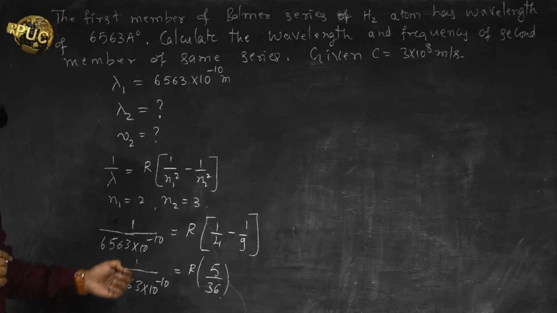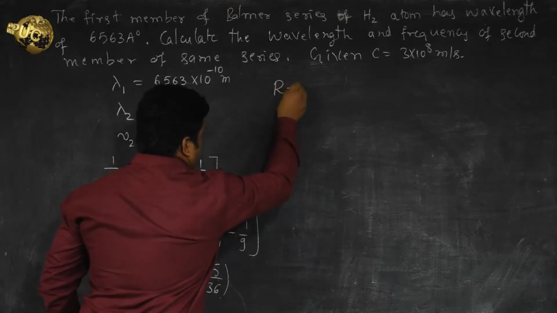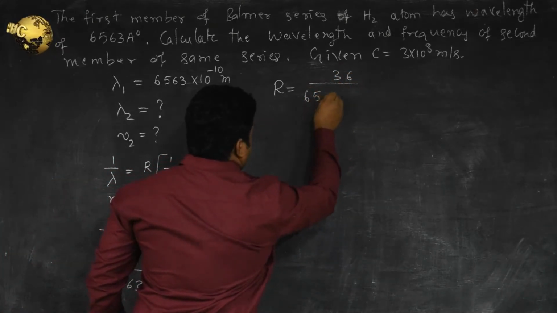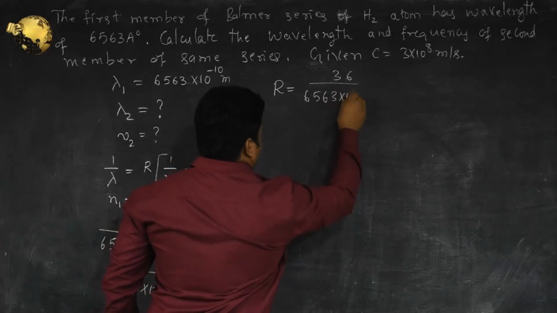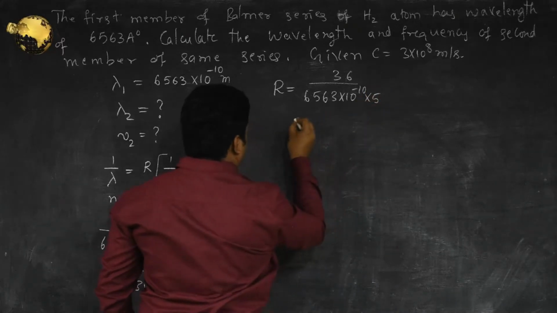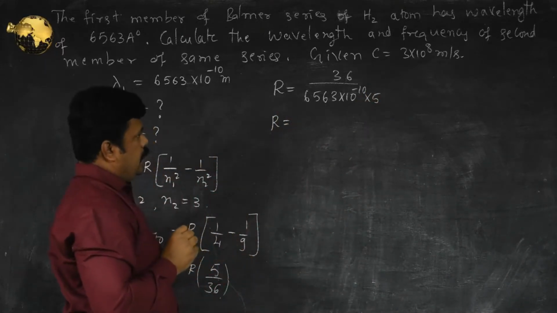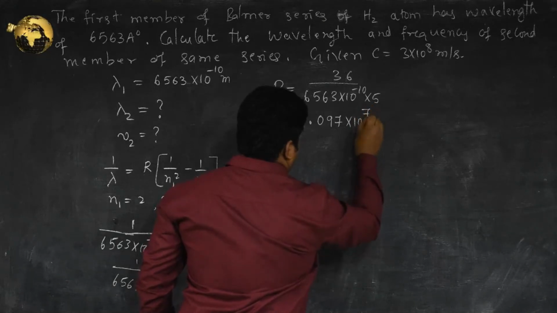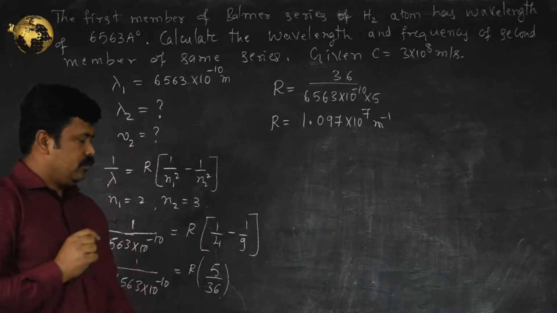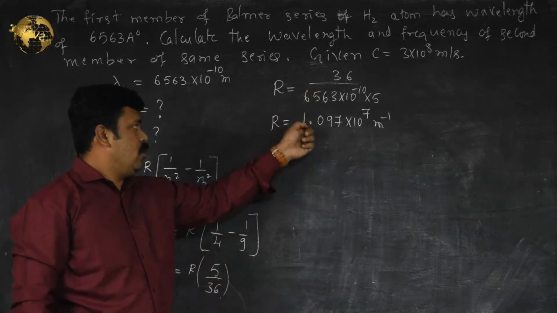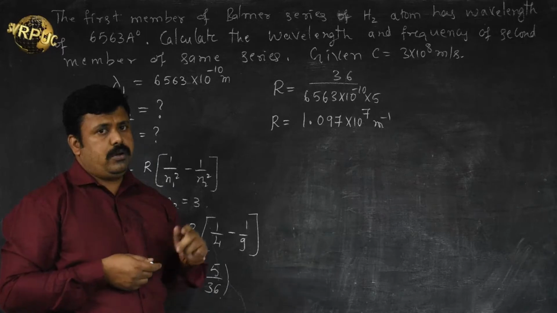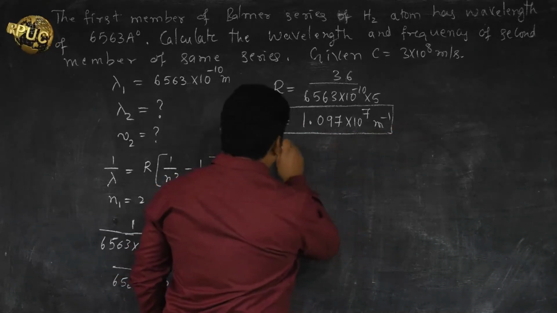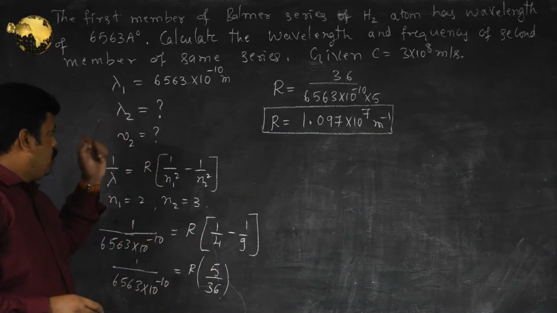Since I need R, I can write R is equal to 36 divided by 6563 into 10 to the power minus 10 into 5. On solving this, obviously we get 1.097 into 10 to the power 7 per meter. Solving these values, we get 1.097 into 10 to the power 7 per meter. Now, using this Rydberg constant, let's find out the values of lambda 2 and mu 2.